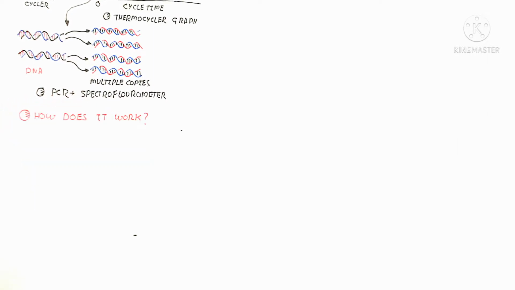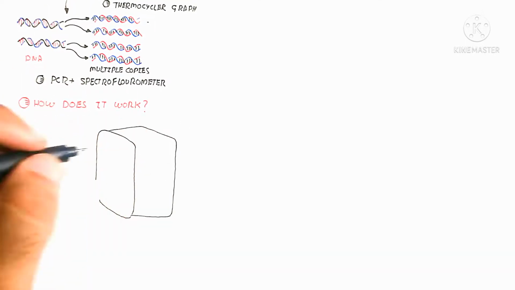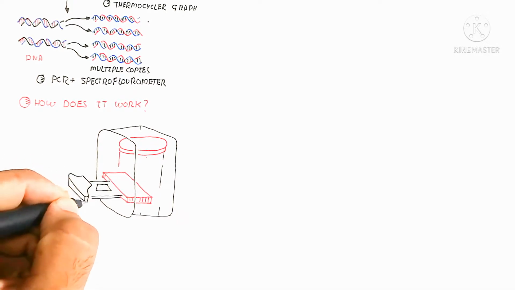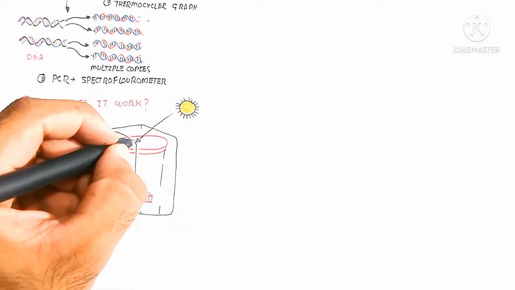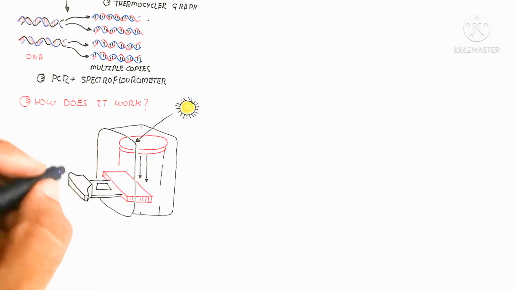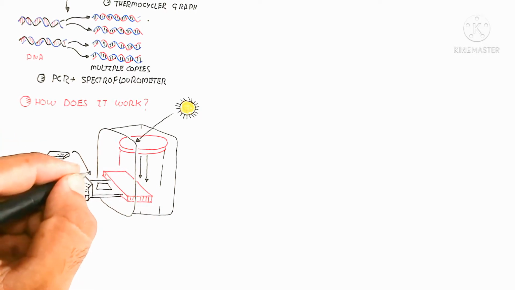Next, PCR plus a spectrofluorometer or spectrophotometer is used with the PCR, by using a probe or something. That is known as real-time PCR because it shows the color with every cycle, increasing or decreasing in color depending on the experiment.